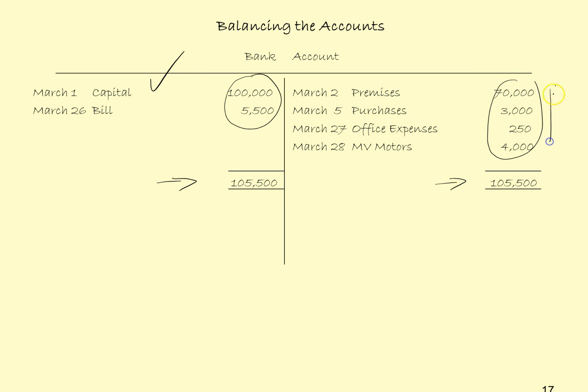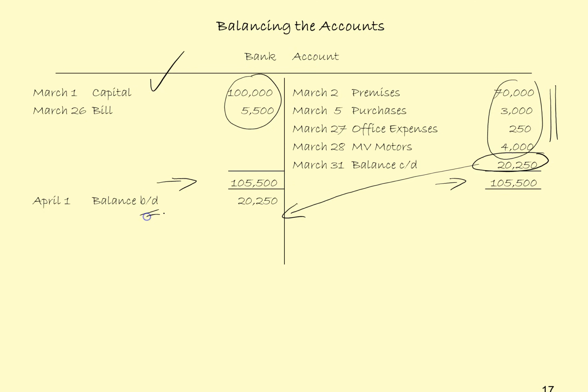Now this side here doesn't add up to 105,500, so I'm going to put in here the figure that makes it add up to 105,500. This is the balancing figure. So March the 31st balance 20,250, and then I'll bring this down to the other side, so I have the 1st of April balance brought down 20,250.